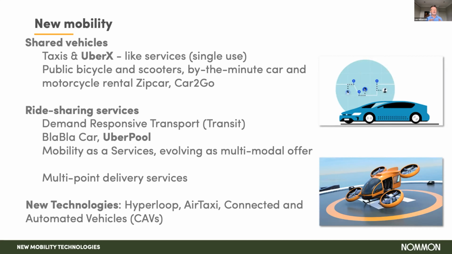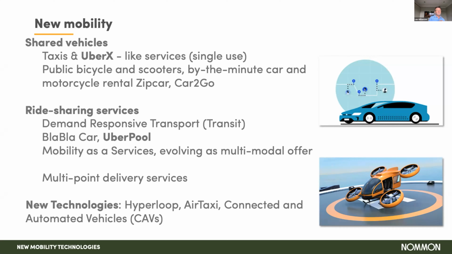And then you have the ride sharing services. This is a case in which you share a ride with other customers. It's also called demand responsive transport, although the taxis are also demand responsive. And the Uber pool is probably the most typical example. And as we know, mobility as a service is a generic name for it, and is now evolving towards a multimodal offer. With one app and one request, you can get a multimodal journey from end to end and track it, pay for it, and qualify it, give a number of stars to the service as well.